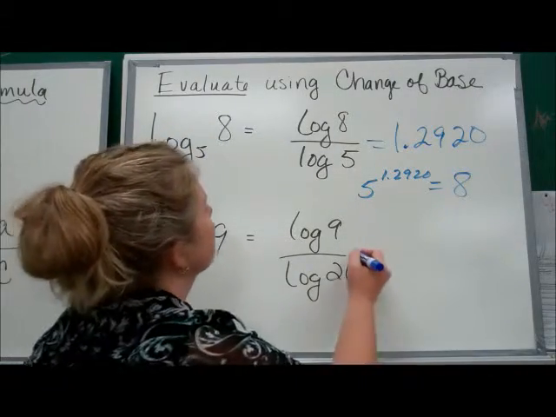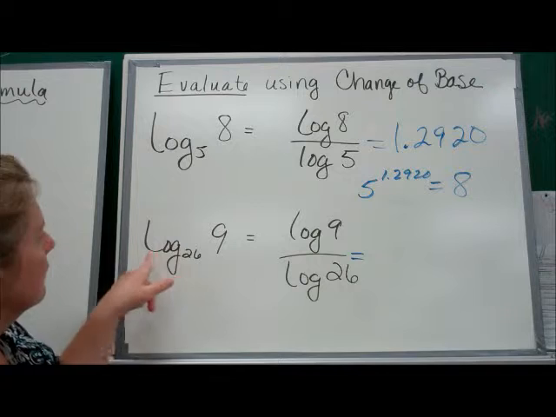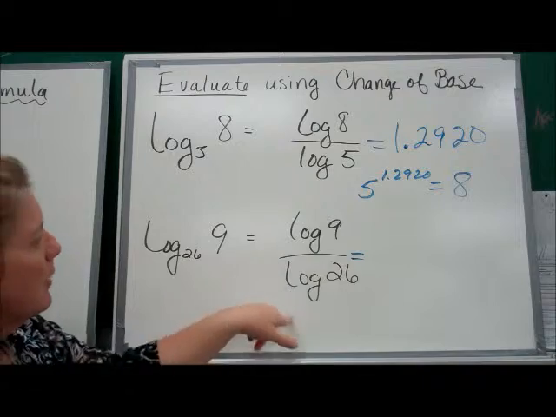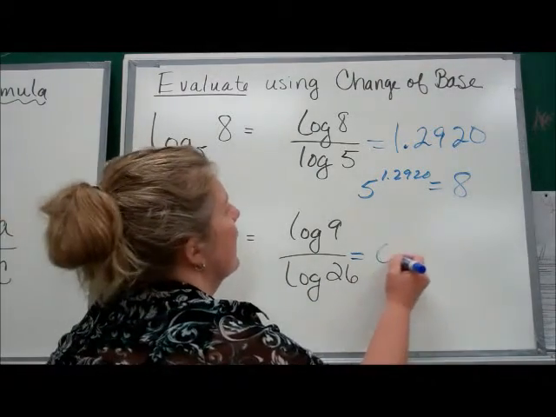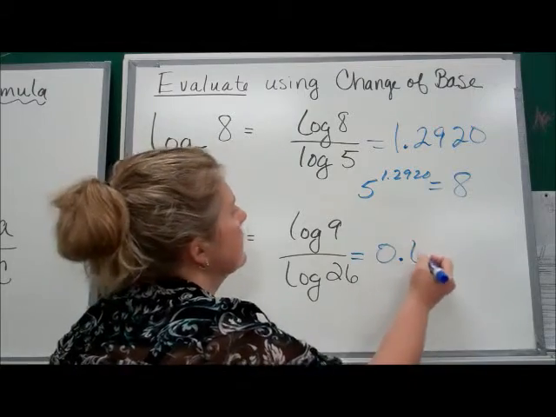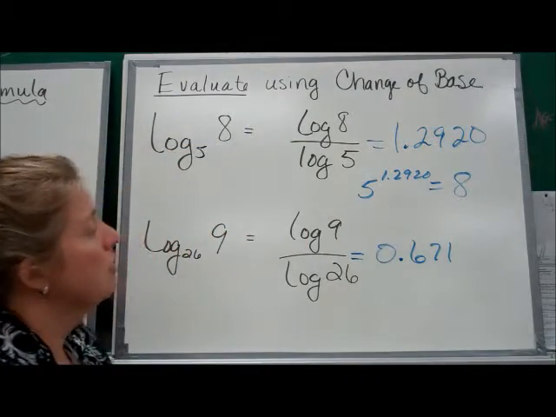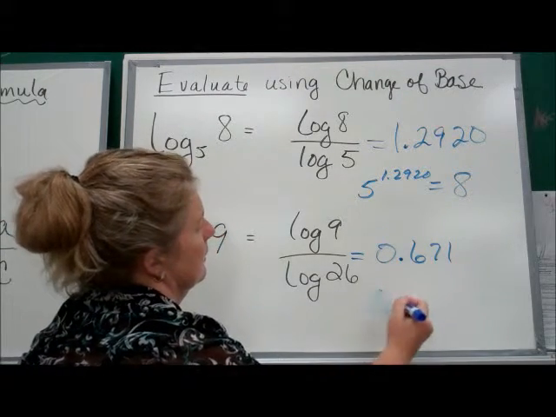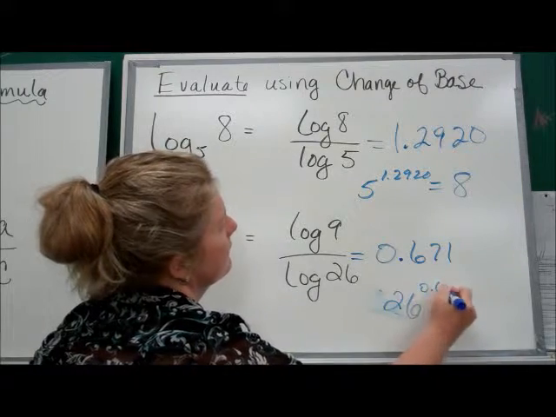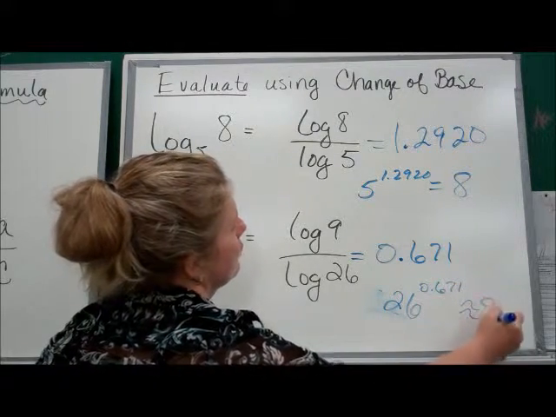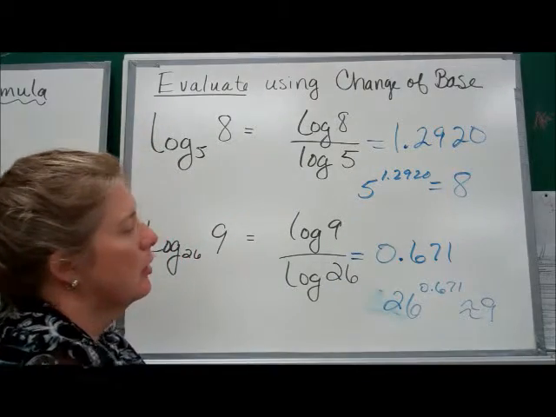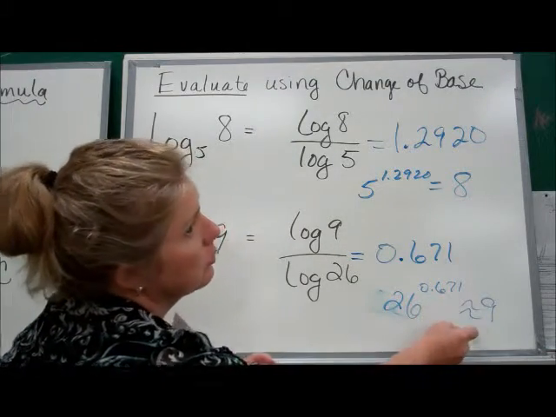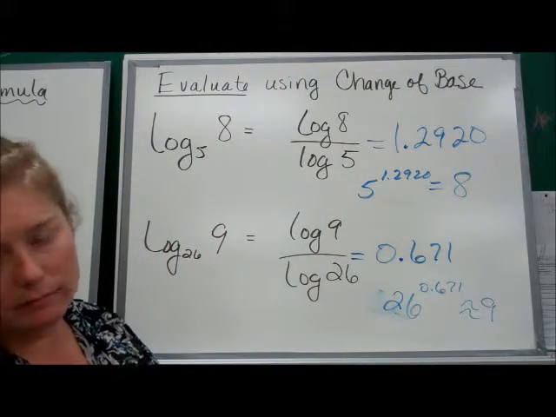Now this one, we want log base 26 of 9, so what we're going to do is take the log of 9 and divide it by the log of 26. And when we do that, we're going to get 0.671. And of course, you can check your answers. Take 26 to this power, and it's going to be very close to 9, just like that was very close to 8. The more decimal places we have, the closer we'll be. That's why I don't like rounding.